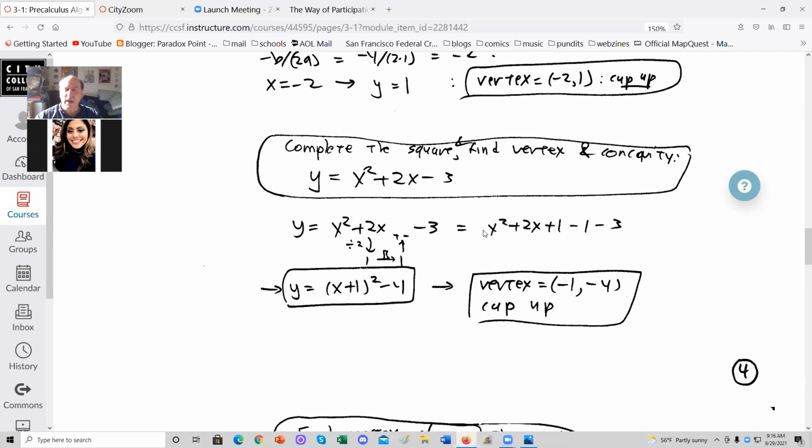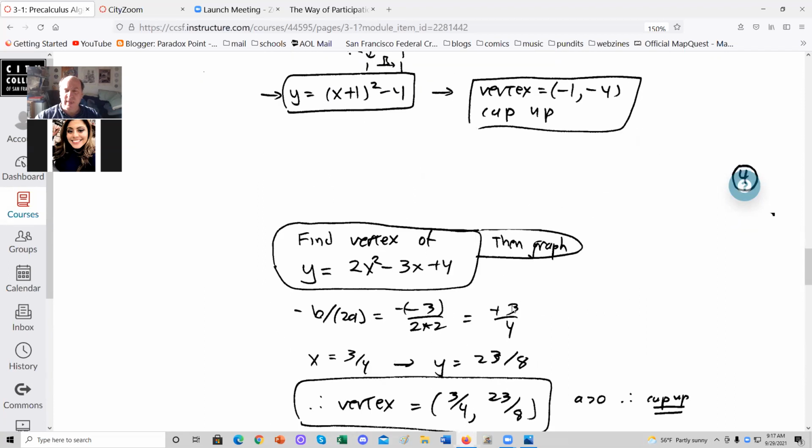And get y equals x squared plus 2x plus 1 minus 3. These three terms complete a square of x plus 1, minus 1 minus 3 is a minus 4. So y equals (x plus 1) all squared minus 4. Plus 1 is minus a negative 1, so the vertex is at negative 1, negative 4. There's a 1 here, so it's cupped up.